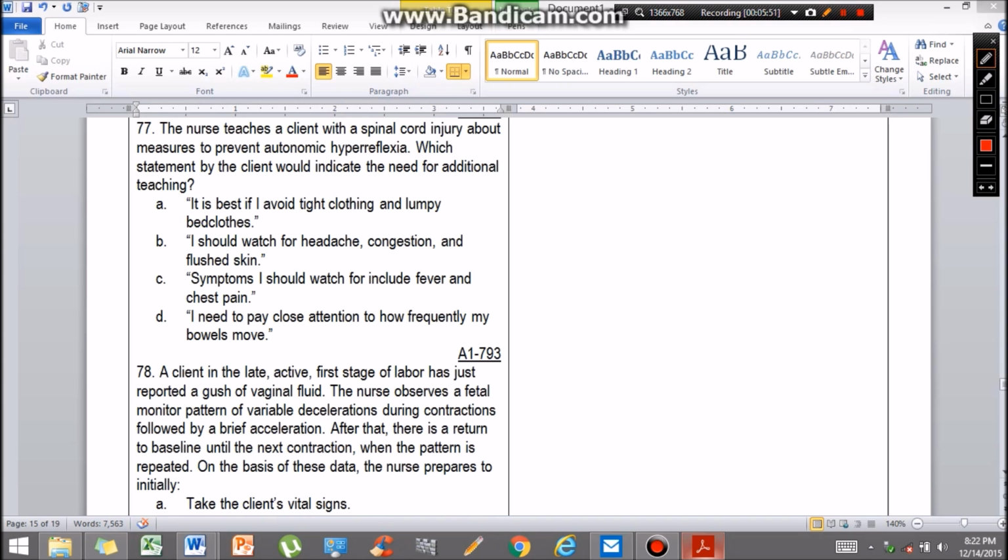77. The nurse teaches a client with spinal cord injury about measures to prevent autonomic dysreflexia. Which statement by the client will indicate the need for additional teaching? So again, we're looking for negative options. Answer, letter C. Because fever and chest pain is not related to autonomic dysreflexia. All of the other options are positive. They are all related to autonomic dysreflexia. Next.